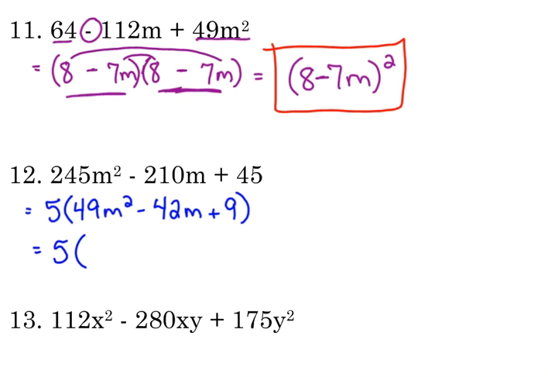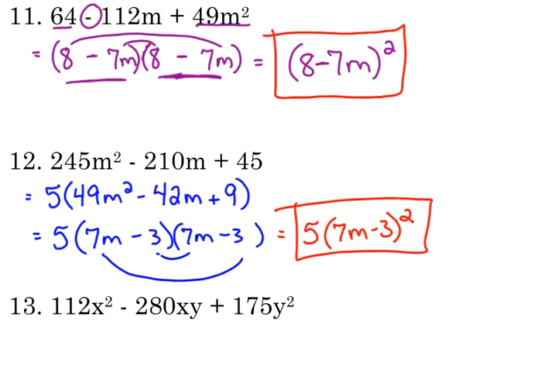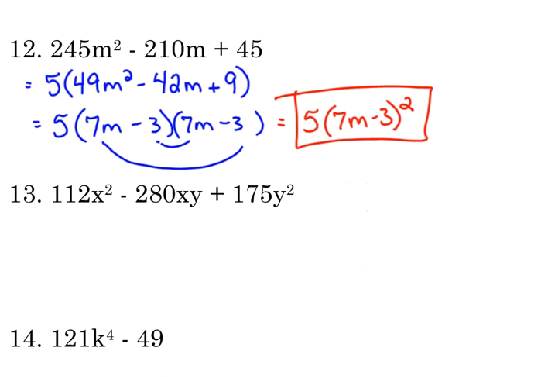So now we have perfect squares, right? 7 times 7, 3 times 3, minus and minus. Check it. Outside's negative 21, inside's negative 21. Those two together give us negative 42. So this is 5 times 7m minus 3 squared. The 5 is not squared, but the 7m minus 3 is squared.